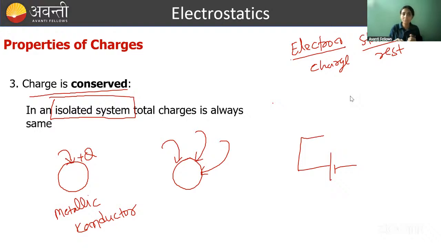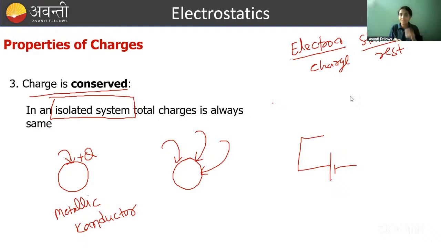Why is it not going to change? Because it's not connected to any external source which can either supply extra charge or take its extra charge away. If you connect a metallic conductor to earth, then you already know earth is a conductor, right? So it is highly possible that earth will attract all the charge of the metallic conductor to itself, and in that case the metallic conductor may become neutral. But when our system is isolated, it means it is not connected to any battery or any other conducting systems. I hope it is clear what isolated means.